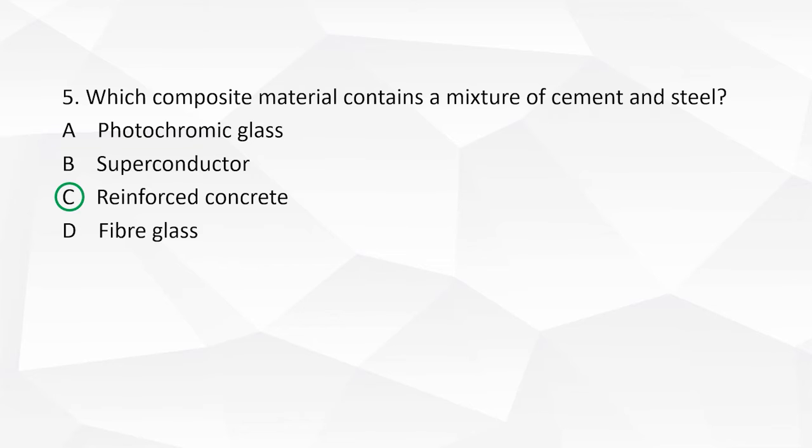For your information, photochromic glass is formed when glass is combined with silver chloride and copper(I) chloride. Superconductor is mainly composed of copper(II) carbonate, oxygen, chromium(III) carbonate, and barium carbonate. For fiberglass, it is produced when plastic is strengthened with glass fibers.